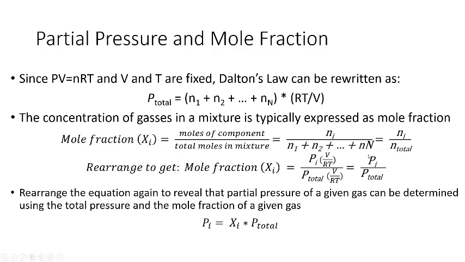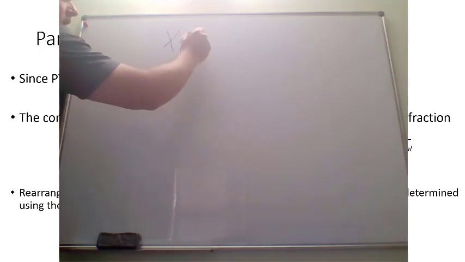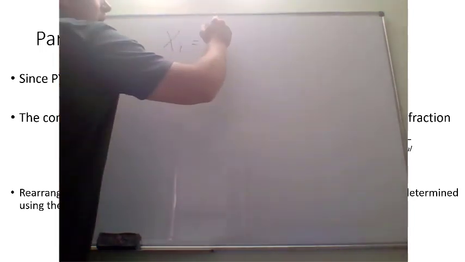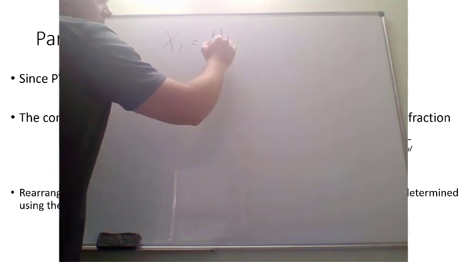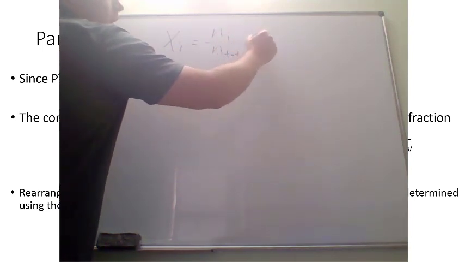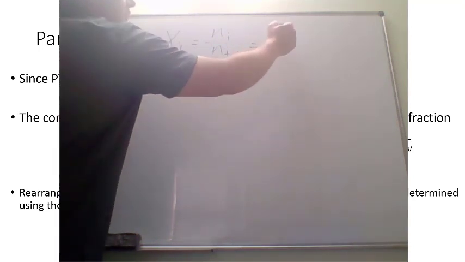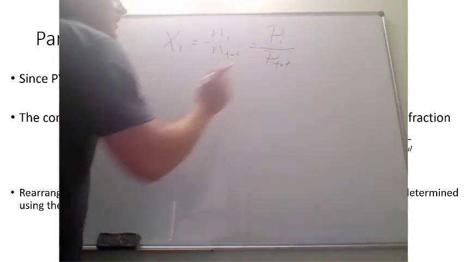Okay, so we can rearrange this to say the mole fraction of a specific gas is equal to either the number of moles of the gas over moles total, or the partial pressure of an individual gas over the total pressure. So the take-home message here is that the mole fraction has two different definitions: the number of moles of an individual gas over the number of moles total, or the partial pressure of an individual gas over the total pressure within the system.